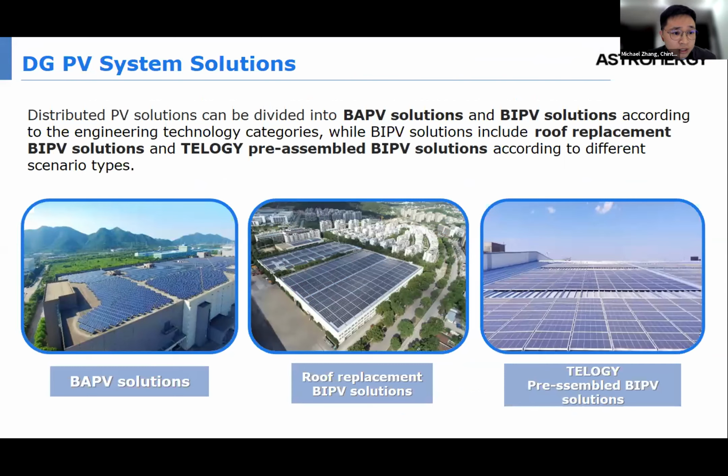And the DGPV solution can be divided into BAPV, BIPV, and the third one is the one we would like to present, the Tongwei pre-assembled BIPV solution. Here we have the pictures of these three types.